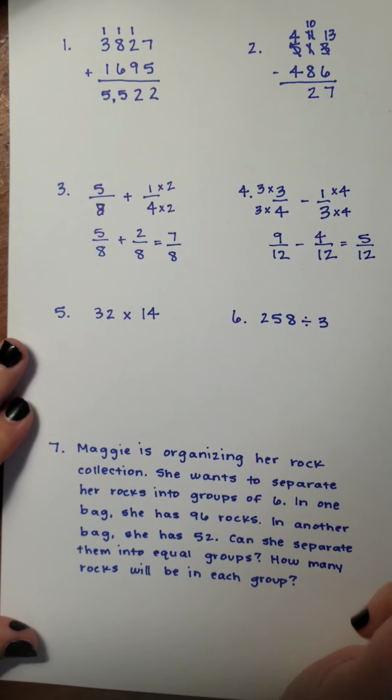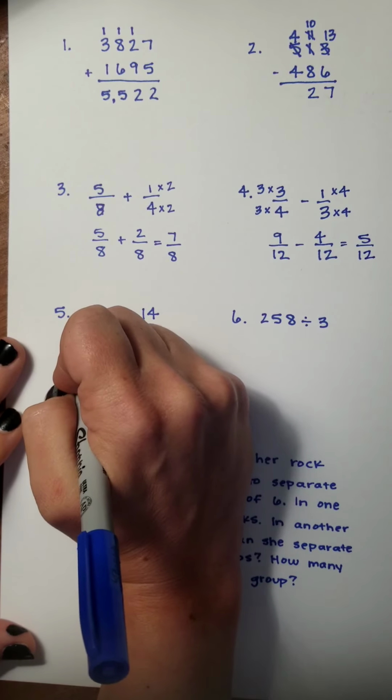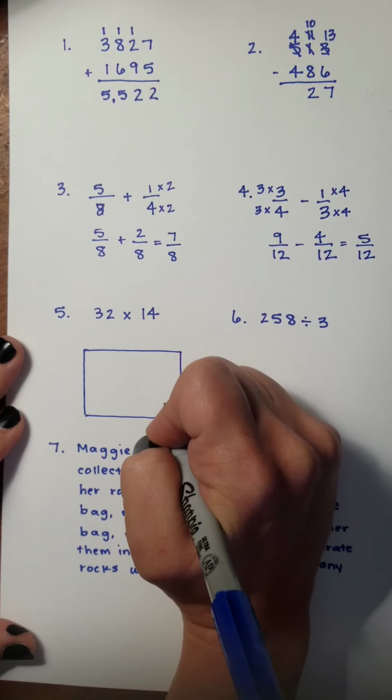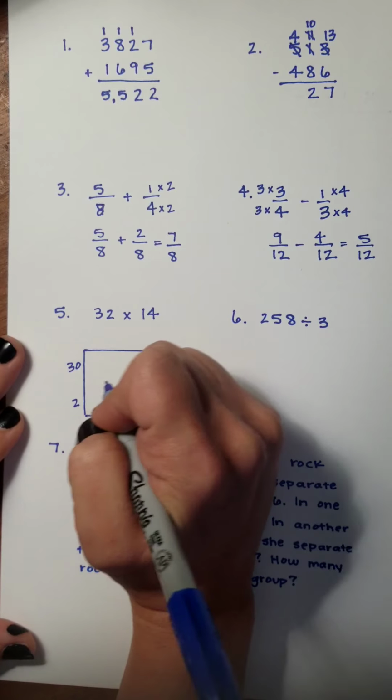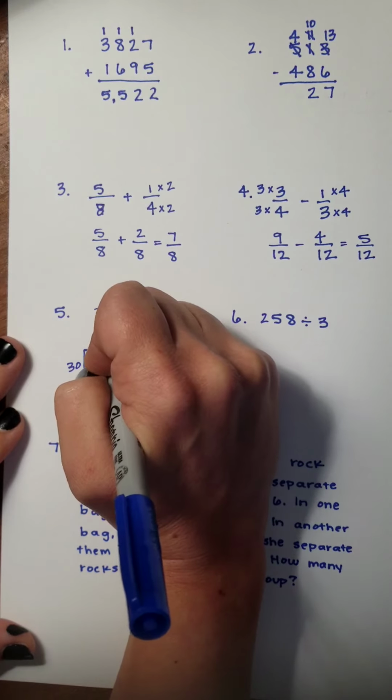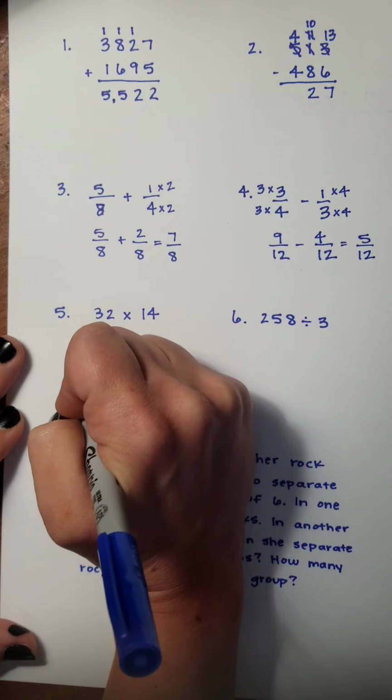All right, now on to the multiplication. I have 32 and 14. I'm going to draw my array because that's the strategy I like most. I'm going to do my 32, and 14 is a 10 and a 4. I have to separate them.